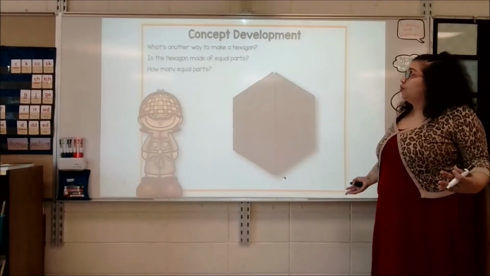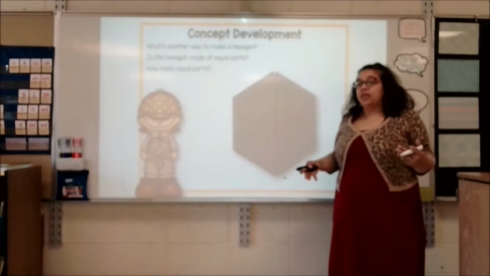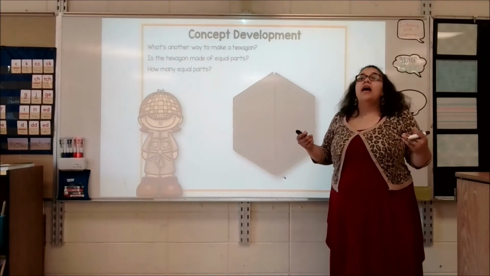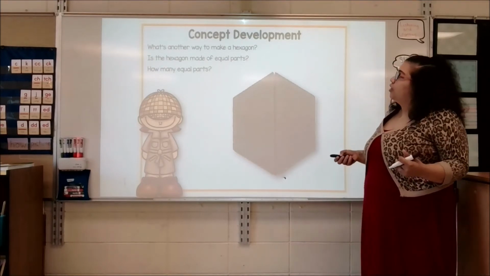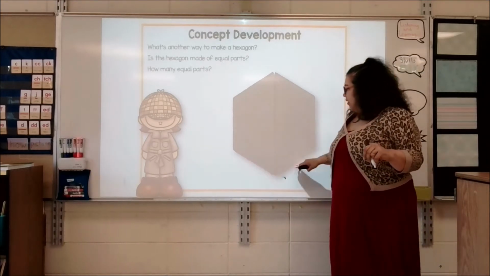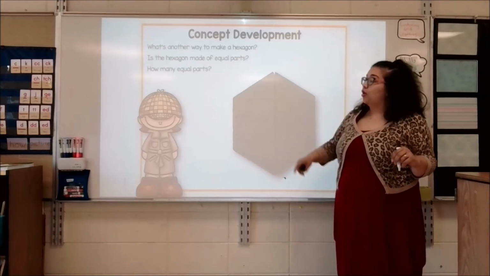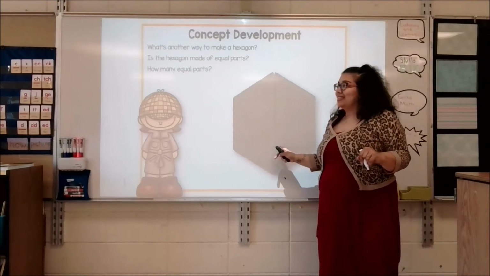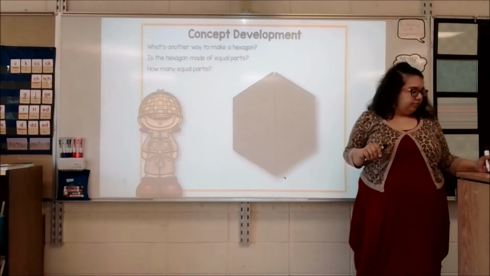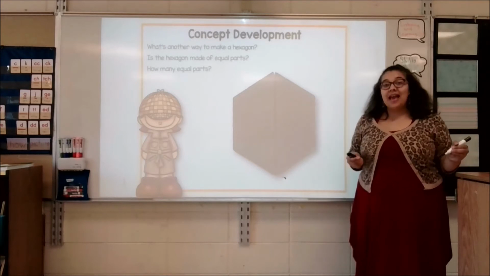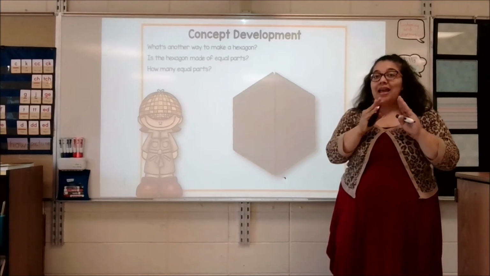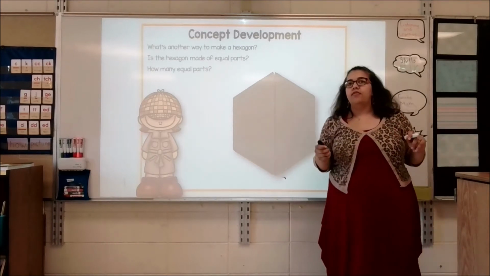What about this version of a hexagon? What shape did I use to make this version of a hexagon? I used trapezoids. Correct. I used 2 trapezoids, 1, 2, to make a 1, 2, 3, 4, 5, 6-sided shape called a hexagon. Is this hexagon made of equal parts? Yes, because I used 2 of the exact same shape to build my hexagon. It is made up of 2 equal parts.